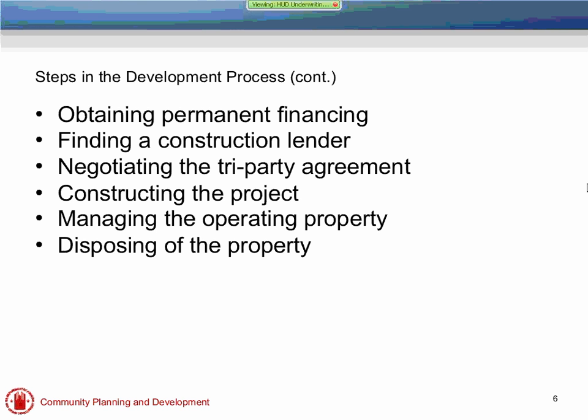It comes in first, again, before construction, and it's really based on the pro forma and the income stream of the project. So it's based on understanding what this project might actually be bringing in and the income to pay that mortgage. Second, we would go out and find the construction lender.